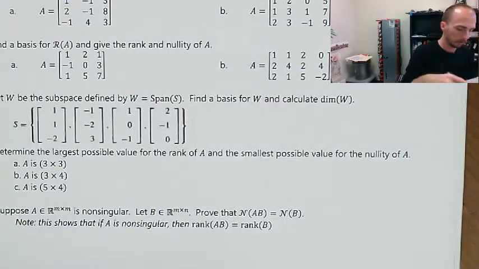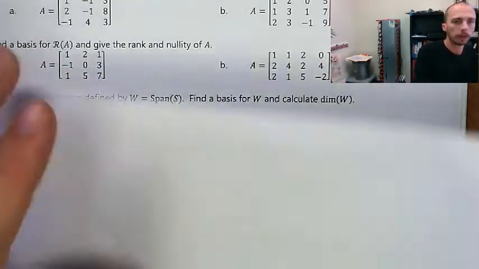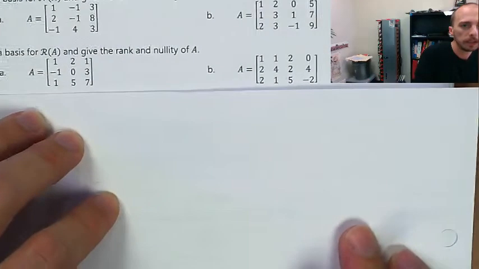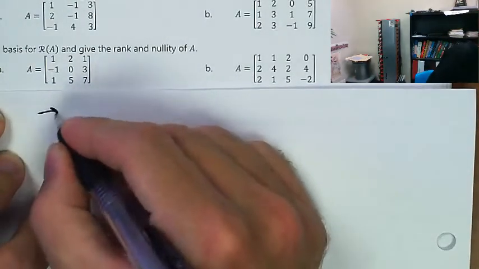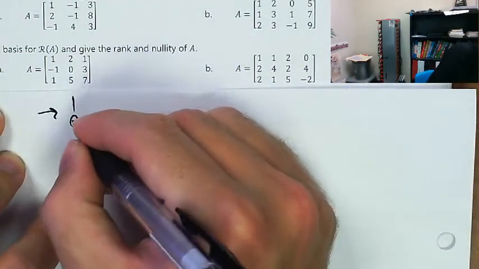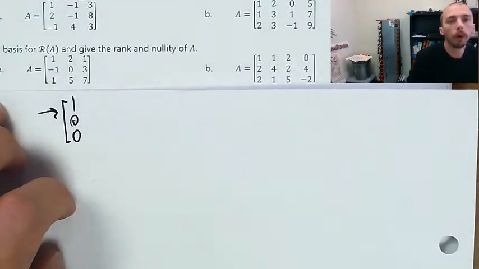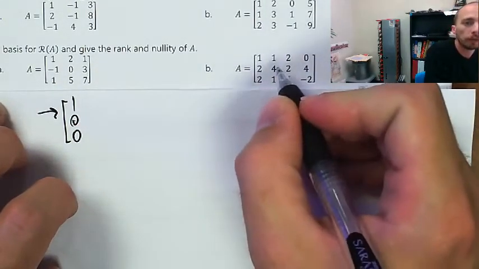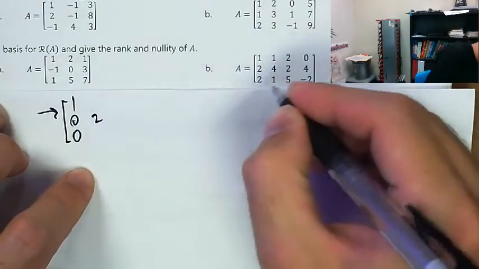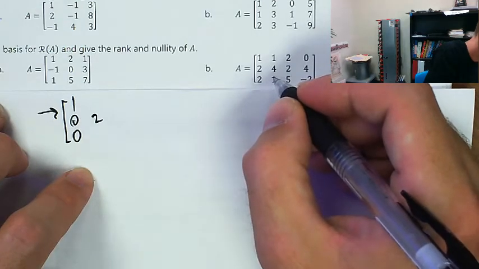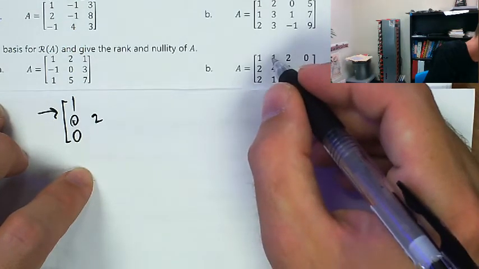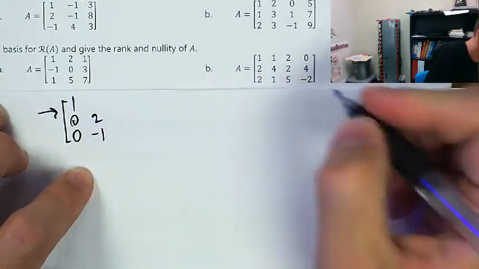Let's have room on this page for one more problem. Part B. Let's get going. 1, 0, 0. So I'm going to subtract 2 copies of row 1 from both row 2 and row 3. So 4 minus 2 is 2. 1 minus 2 ones, it's going to be negative 1.